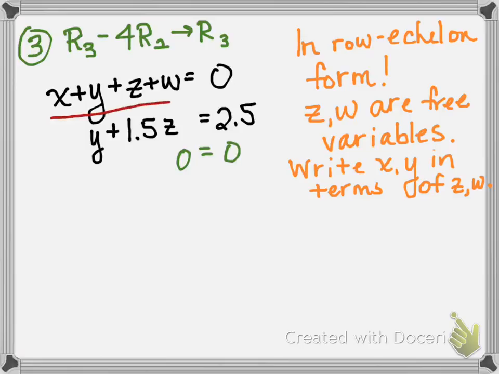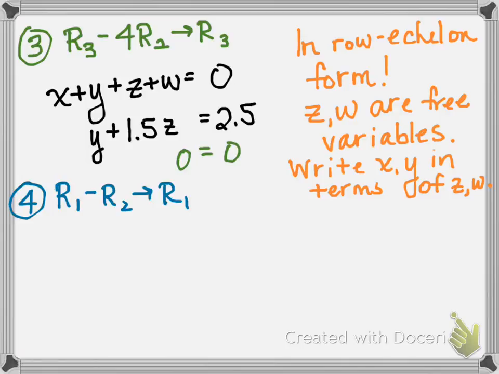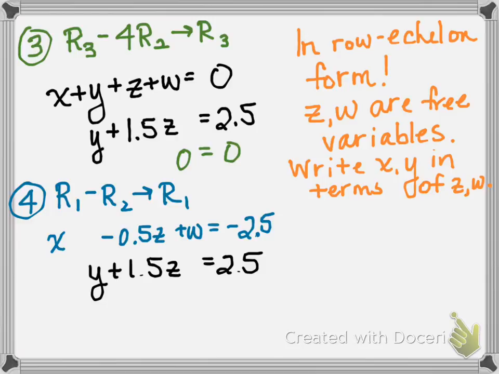So what we want to do is write x and y in terms of just z and w. You'll see in this top equation, we actually have x written in terms of y, z, and w, and we want to get rid of that y. We can use row equivalent operations to do this, though. For example, we can take row 1 and replace row 1 with row 1 minus row 2. That will get rid of the y variable in row 1. We will leave row 2 alone. So, leaving row 2 alone, we get y plus 1.5z equals 2.5, and then x minus 0.5z plus w equals negative 2.5.